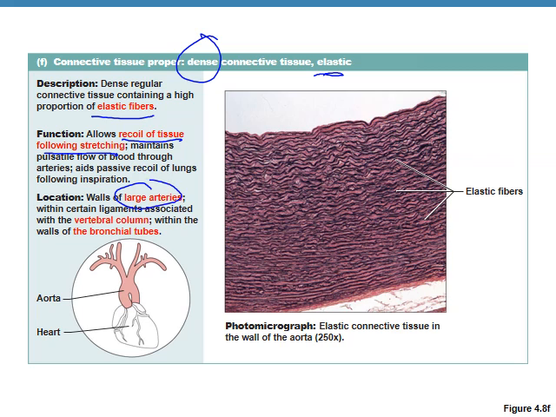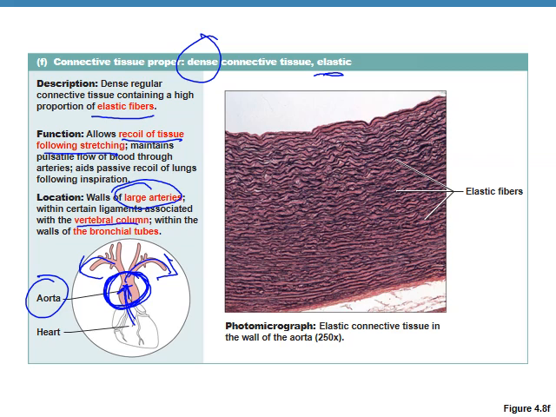And a great example of this is in our large arteries, particularly our aorta. So your aorta has to fill with lots of blood, and then this blood goes out to your body. So this part of your blood vessel fills up, and then when the blood leaves, it goes back down. So we need to have elastic fibers there so that it can go to its original shape.